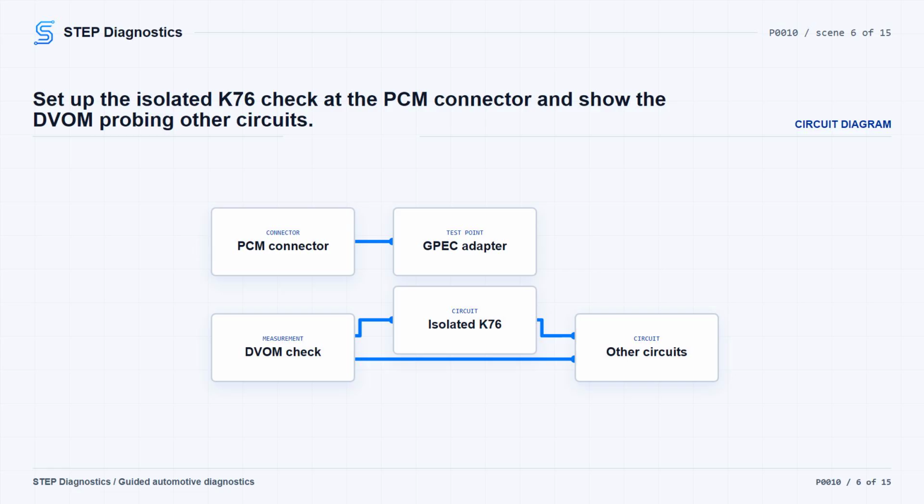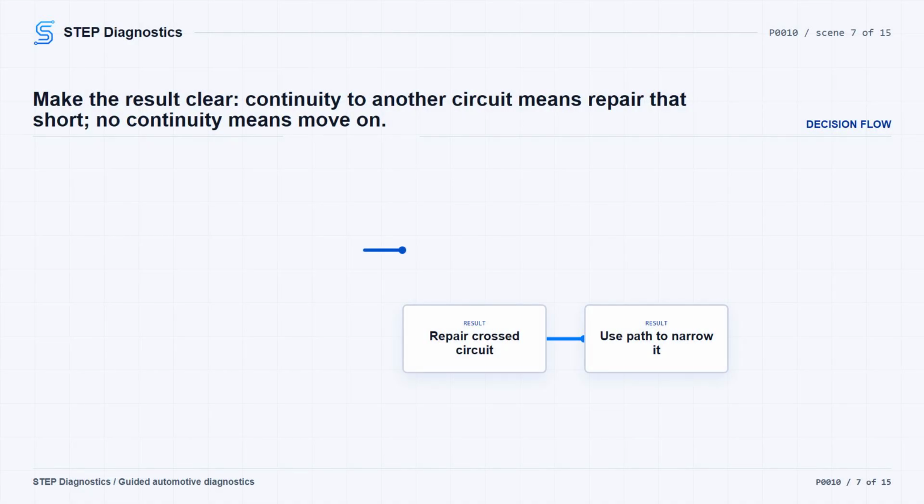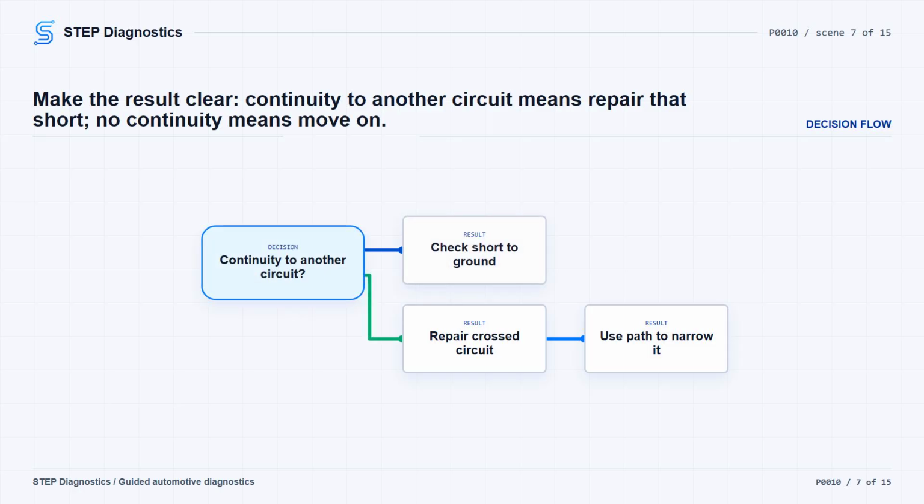Use the wiring diagram to follow the circuit path. Connect the GPEC diagnostic adapter 10436 to the proper PCM harness connector, and check the isolated K76 control circuit against the other circuits at the PCM connector. With that circuit isolated, there should be no continuity between the control circuit and any other circuit. If you do find continuity, repair the short between the circuits that show continuity, using the circuit path and any inline connectors to narrow down the location.